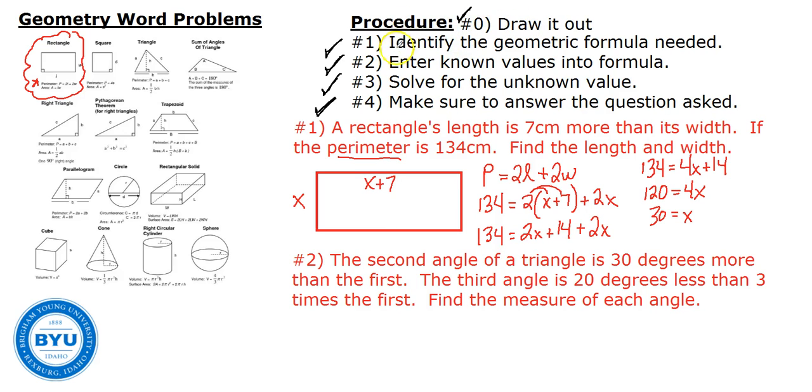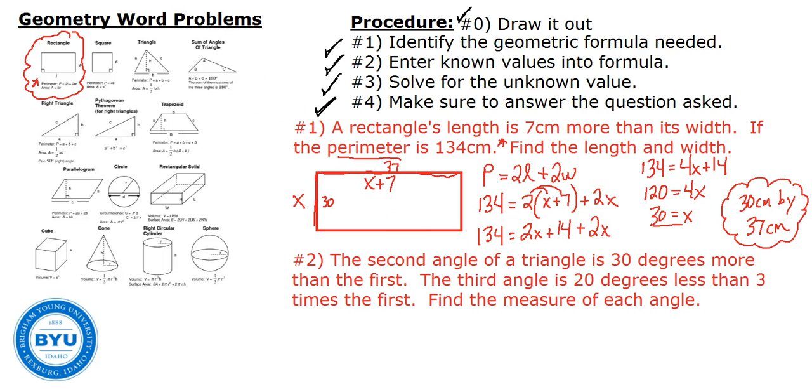We drew it out. We identified the formula. We entered the known values in. And then we solved for the x, the unknown value. Now we need to make sure to answer the question. It says find the length and width. X equals 30 here. So as I go back to my picture, I know that the width then would be 30. And the length would be 30 plus 7. So it's 37. So we would say that our answer is 30 centimeters by 37 centimeters. That's our answer for this rectangle.